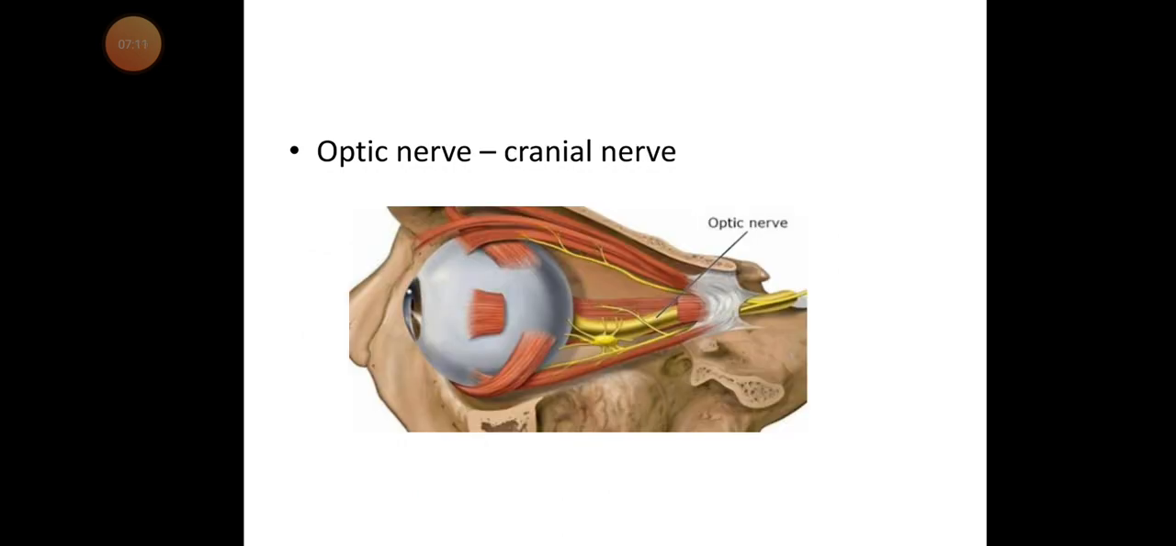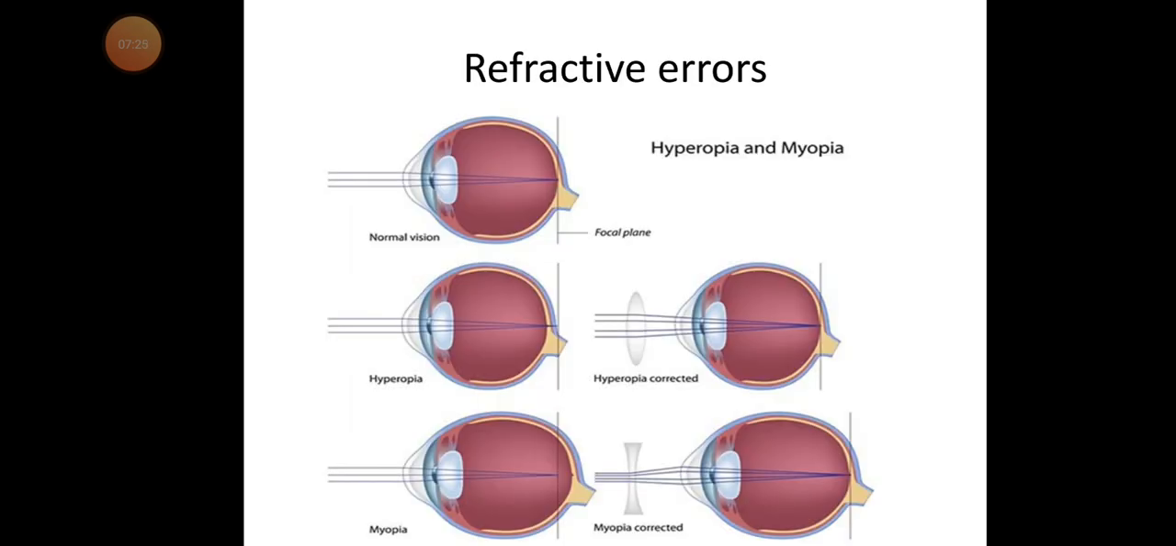And next, the optic nerve. The optic nerve is one of the cranial nerves which enters the eyeball, and mainly it is involved in the perception of vision. It is purely sensory to the eyeball. Next we are going to discuss the optic errors, or the refractive errors.